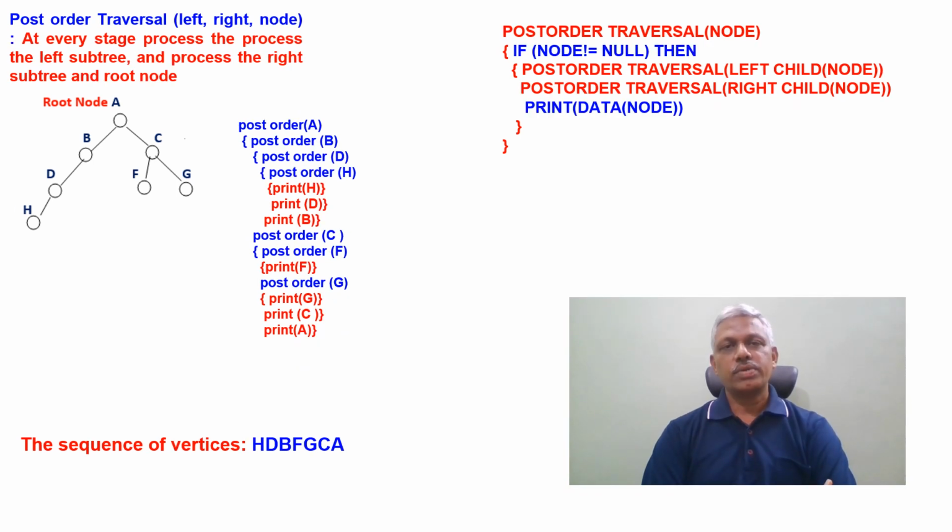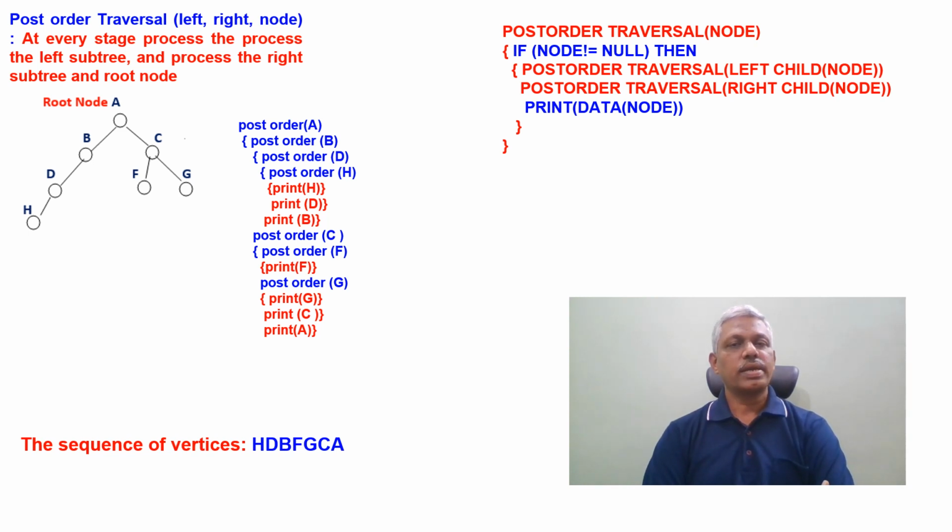The third alternative is post-order traversal of the tree. Here we'll visit the left subtree, followed by the right subtree, and at the end we observe the node or read the data at the node. So again the algorithm goes like this: post-order traversal at the node is, if node not equal to null, then proceed to post-order traversal of the left child of the node, and then proceed to the post-order traversal of the right child of the node, and then print the node or visit the node at the end.